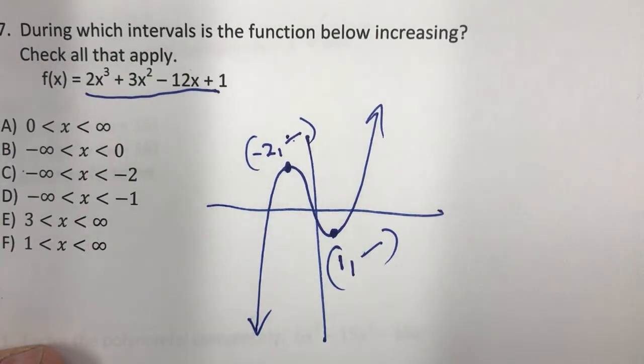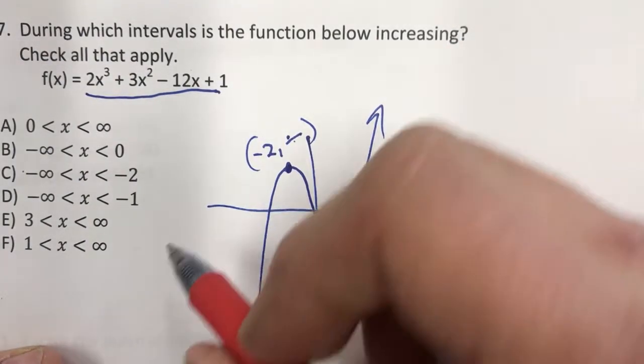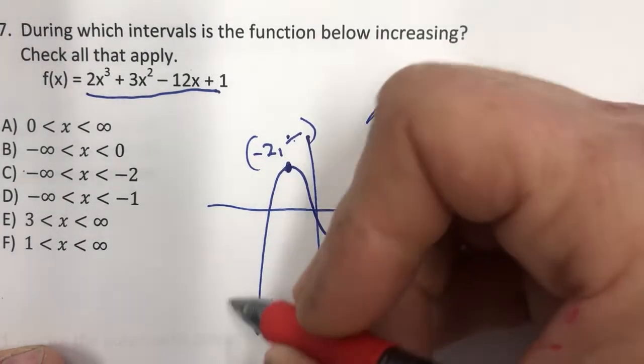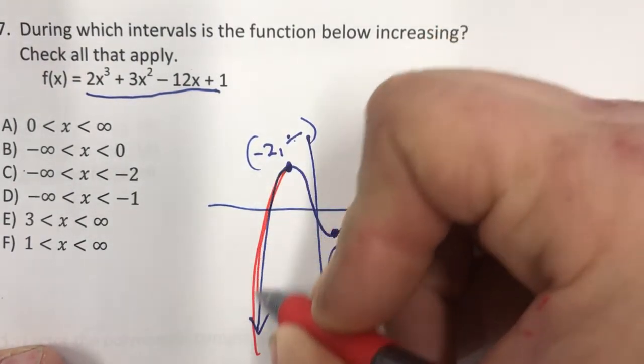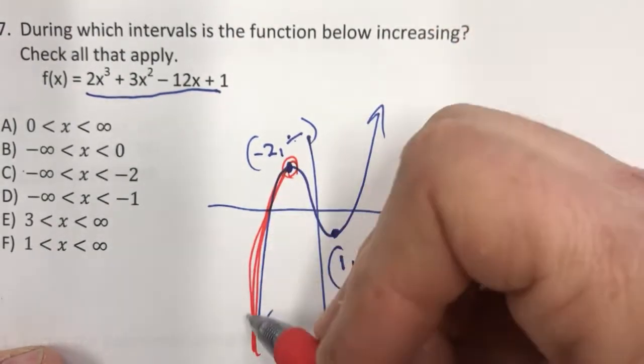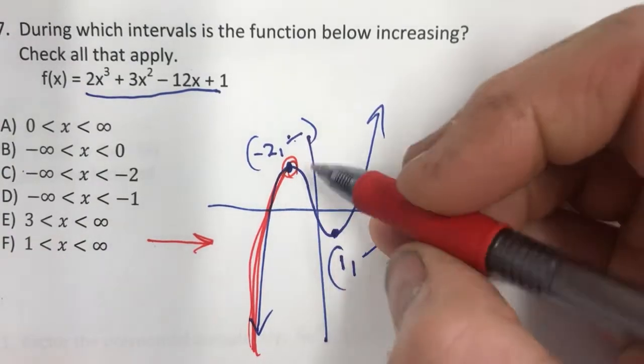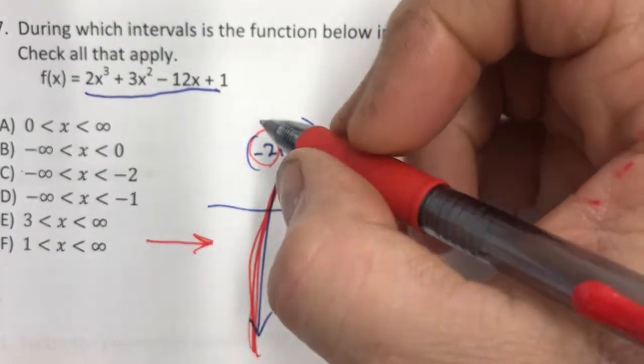And so when is this increasing? Increasing is when, going left to right, it's going uphill. So right here, this is increasing all the way up to this point right there, because as you're going from left to right, it's going uphill. So that's at negative 2. So from negative infinity to negative 2, so that'd be this one.